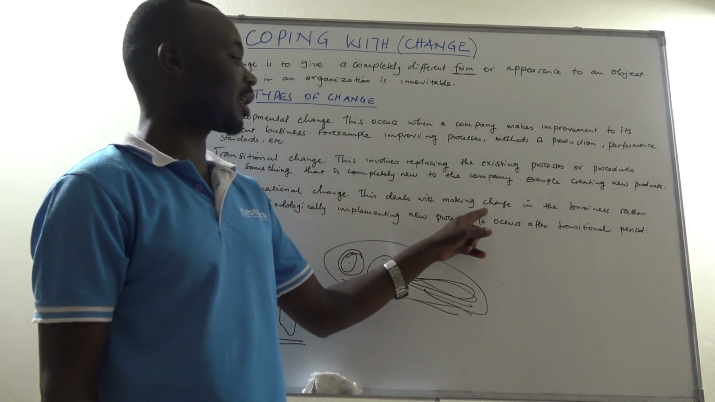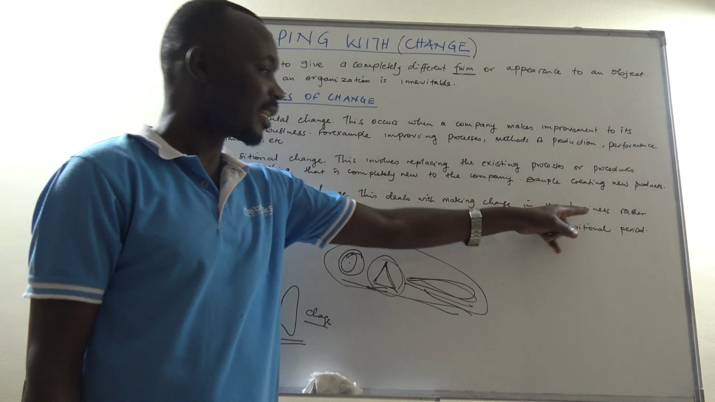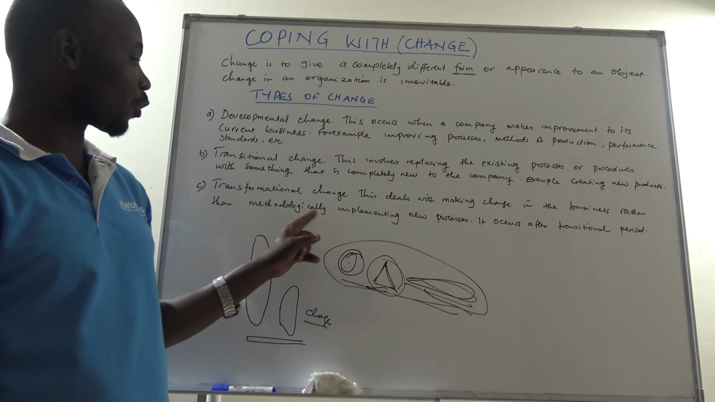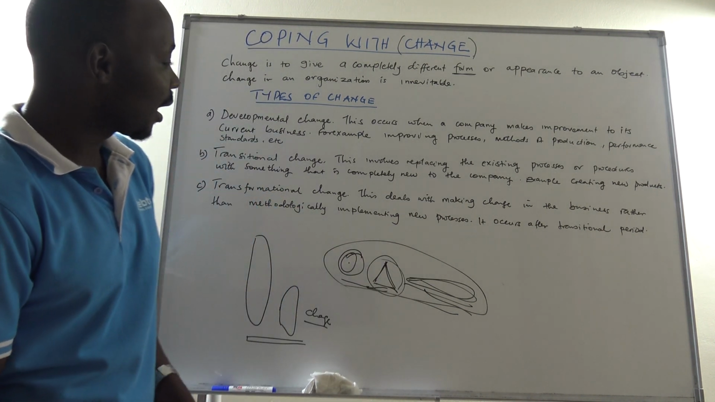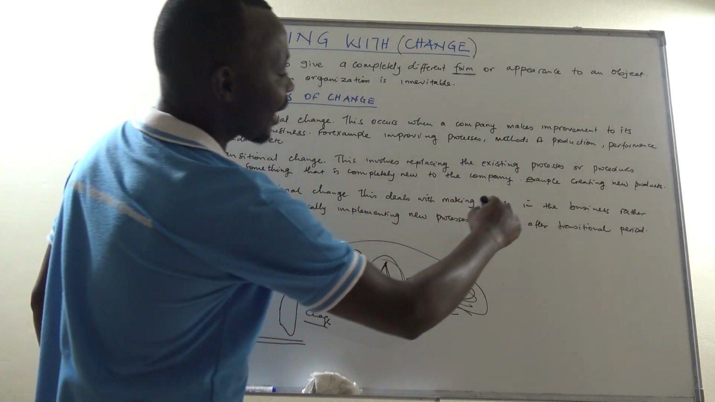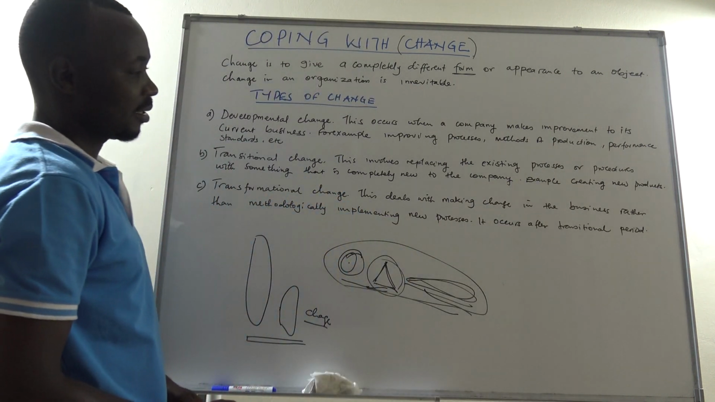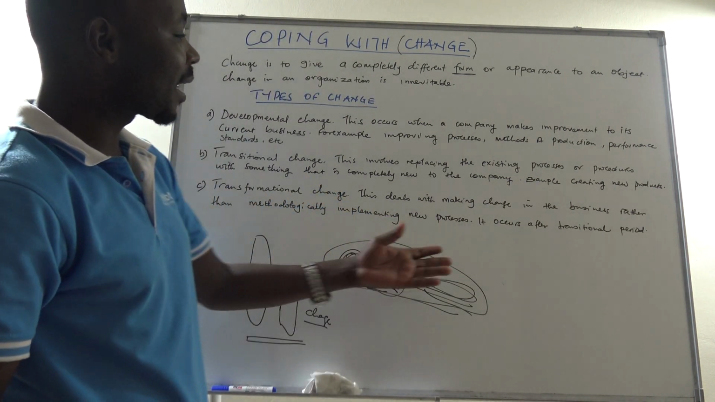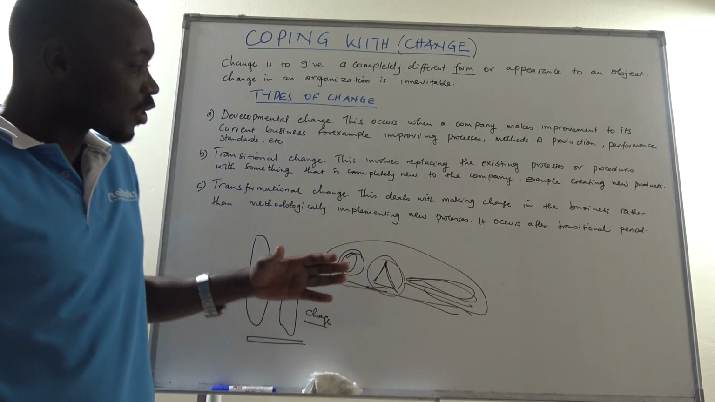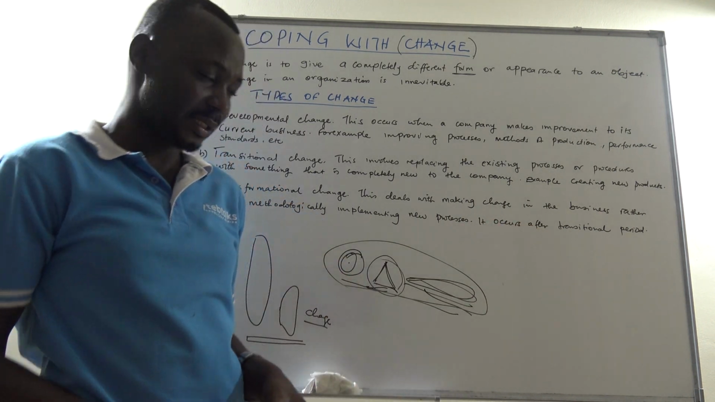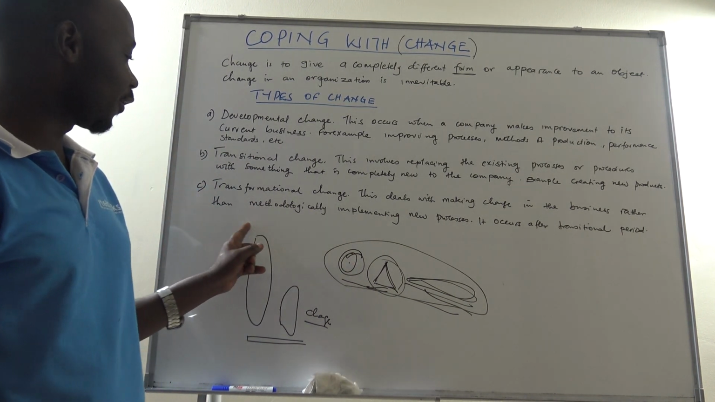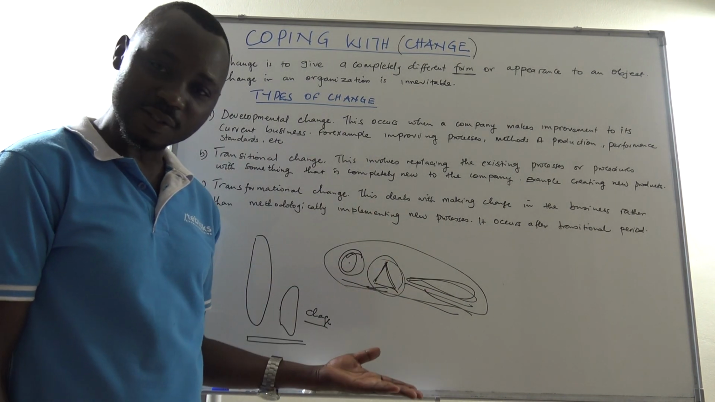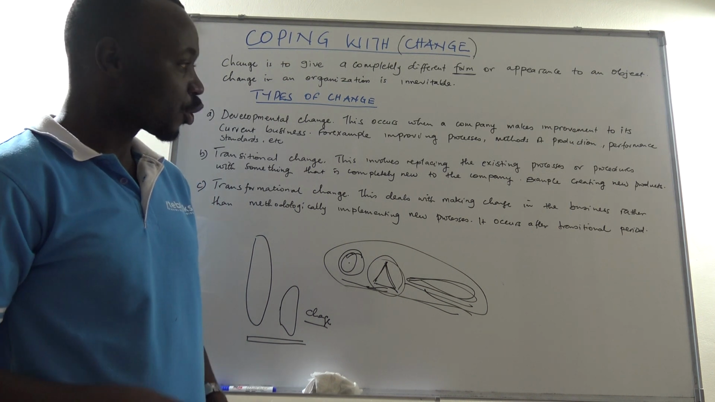So we have transformation change. This deals with making change in the business rather than methodologically implementing new processes. This one is drastically making changes. Changing everything completely. Without improving on the methodology, without improving on the processes. But you don't improve, you come.